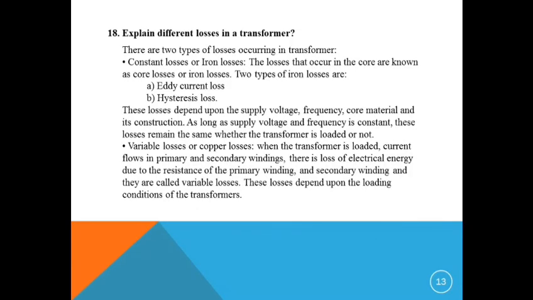Explain different losses in a transformer. There are two types of losses occurring in a transformer. They are constant losses or iron losses or core losses, and variable losses or copper losses.